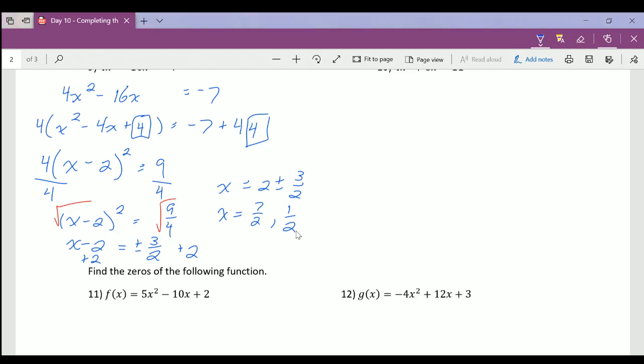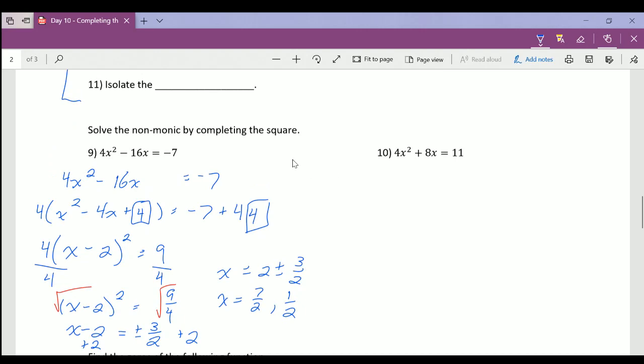Now, that's not the only method to go about doing this. I want to do this one here a slightly different way. 4x squared plus 8x equals 11. This time, instead of factoring out the 4, I want to divide everybody by 4. That is going to give us a fraction of 11 over 4. But as you saw here, we ended up with a fraction anyway, so it's really just a matter of when do you want to bring it in. Do you want to bring it in at the beginning or at the end?